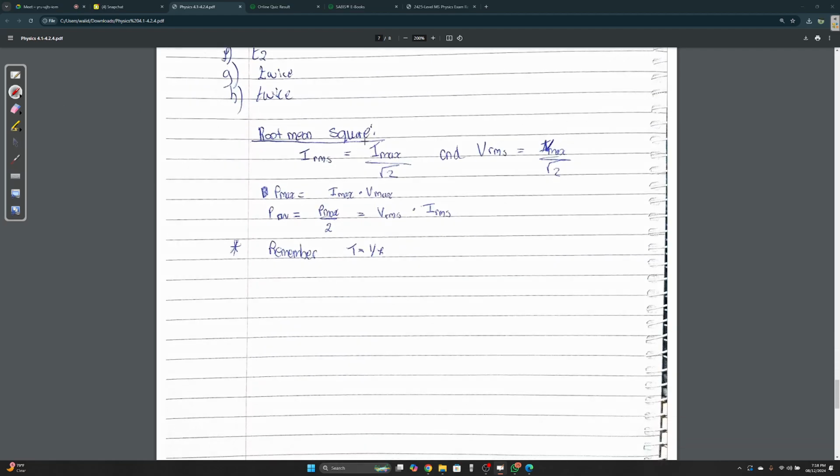Root mean square. You don't really need to know anything other than the root mean square of the current is just equal to the maximum current divided by square root of 2. So to find the root mean square of anything, you just divide the maximum value of that thing by square root of 2. Then I RMS is I max over root 2, V RMS is V max over root 2.